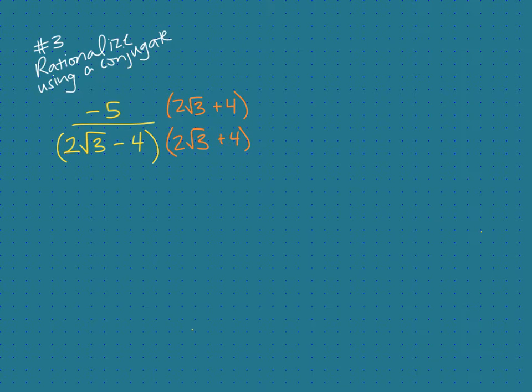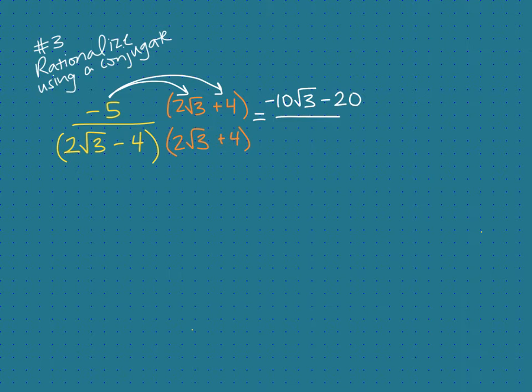Let's first work through the numerator in white. We're basically distributing this negative 5 to both of these terms. So we'll get negative 10 root 3 minus 20 when we multiply through by negative 5. Then in the denominator, we should FOIL anytime we see two binomials being multiplied.